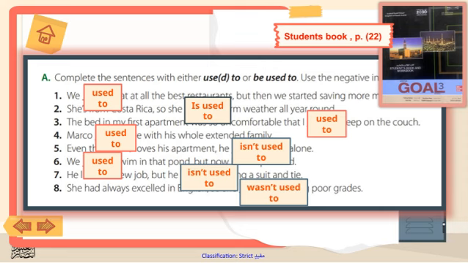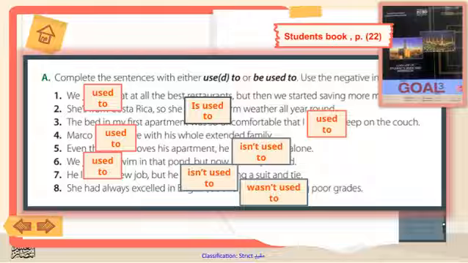Isn't used to and wasn't used to are ways to express that someone is not accustomed to a certain situation or activity. For example, if someone just moved to a new country, they might say, I isn't used to the climate, meaning they haven't gotten used to it yet. On the other hand, is used to indicates that someone is familiar with or accustomed to something.